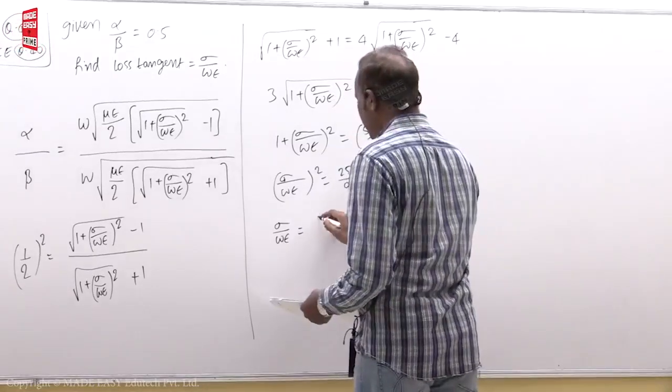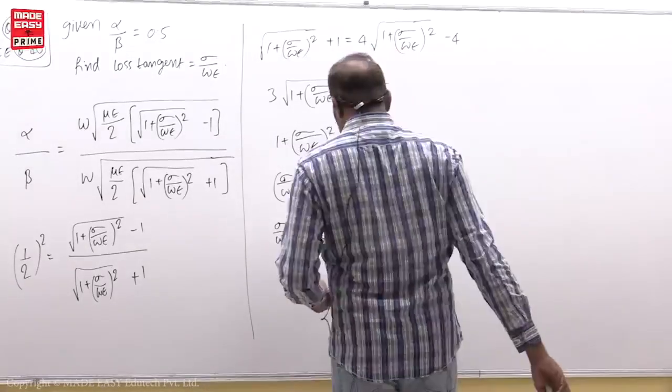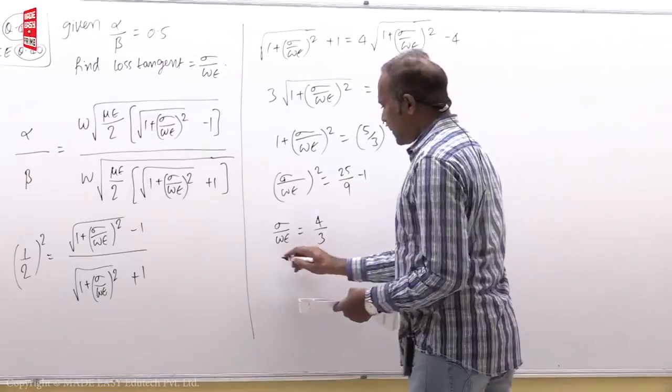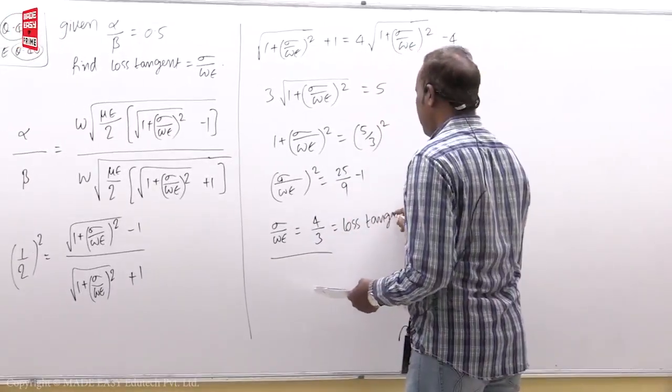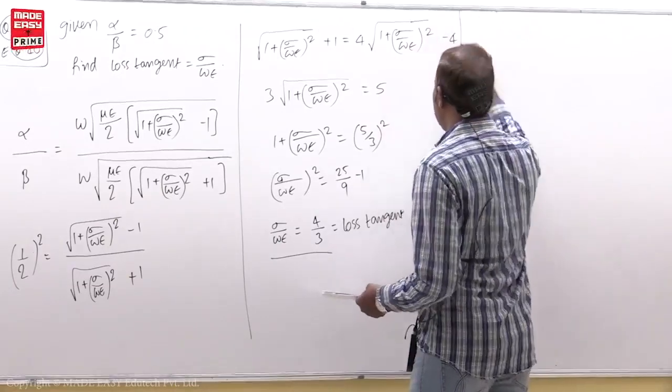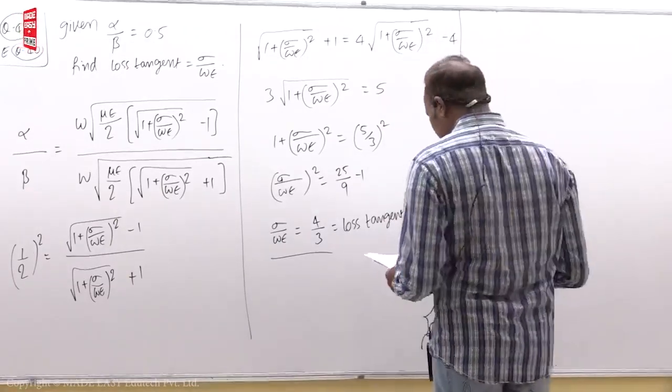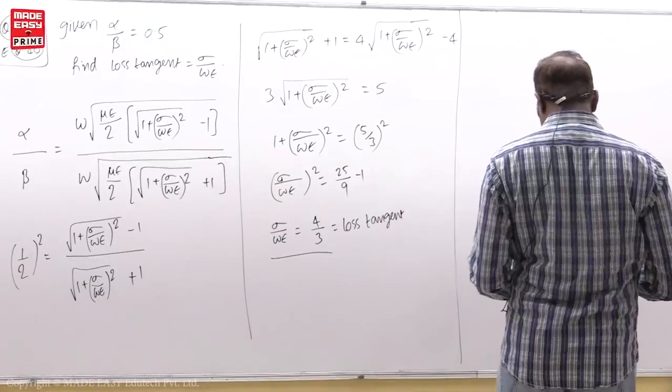And ultimately sigma by omega epsilon is equal to 4 by 3, students. So this is the loss tangent. This is the answer. Now next question.